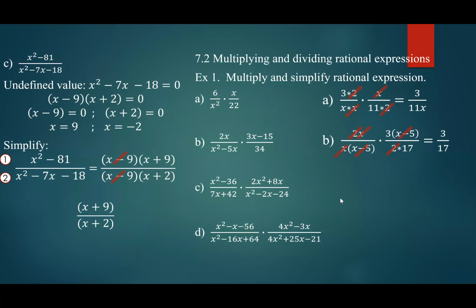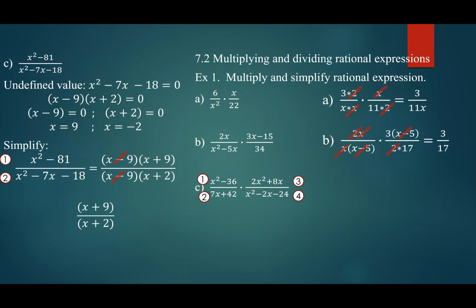Now, let's take a look at C. Same idea, same concept, right? Let me erase this. Like I keep mentioning, for the first two problems I did not do this, but this is what I told you guys. Just imagine that in this problem, you have 4 different problems. You have x squared minus 36, 7x plus 42, 2x squared plus 8x, and x squared minus 2x minus 24. Ladies and gentlemen, each of them, imagine that they are their own separate problem.